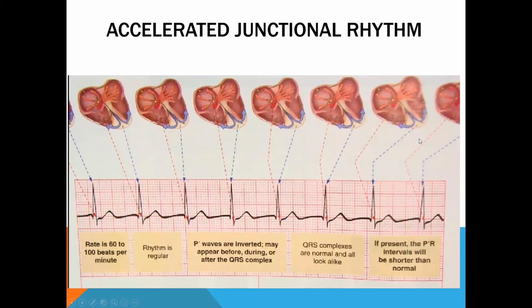Well, no P waves tells us that the rhythm started near the AV node, went through the bundle of His and the right and left bundle branches perfectly, because we see a normal QRS, but no P wave. So that's a junctional rhythm, but it's not 40 to 60, it's faster than that. So we call that accelerated junctional rhythm.